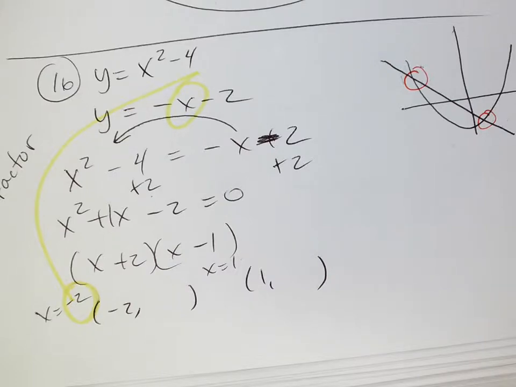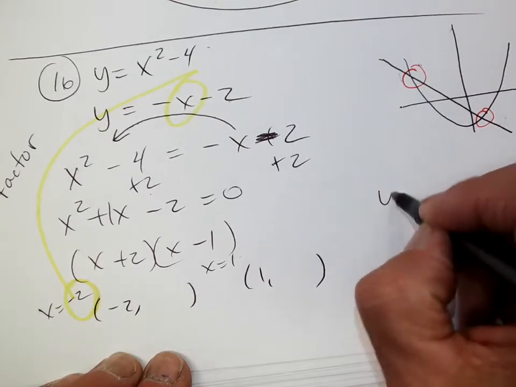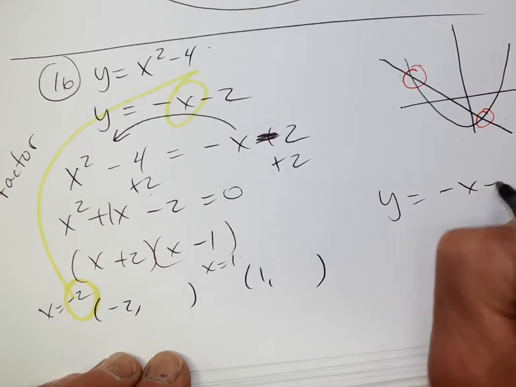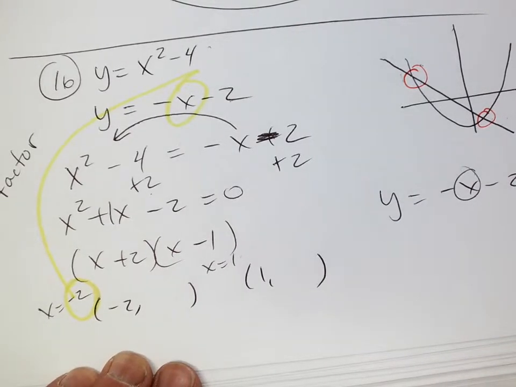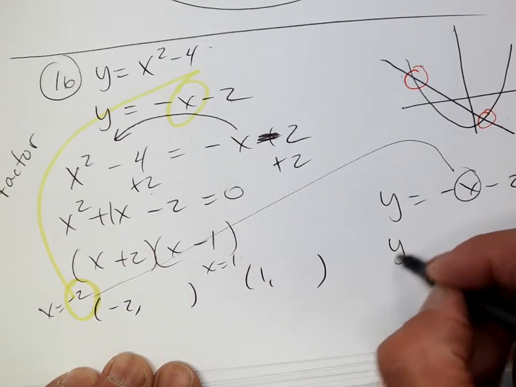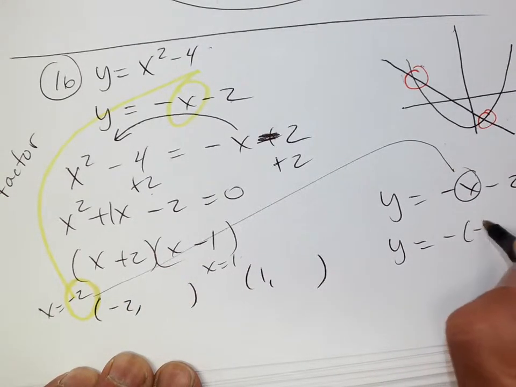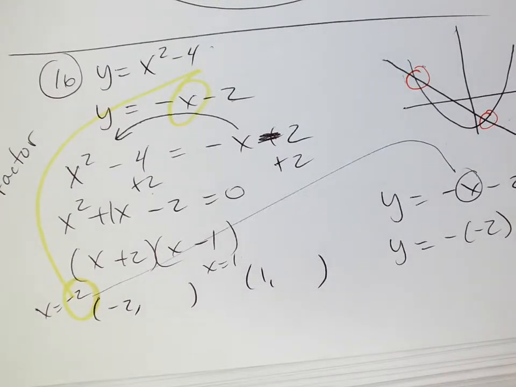So how am I going to get the y value? I'm going to plug it in. Well, I can plug it into either equation, but probably the y equals negative x minus 2 is the easier one to plug it into, right? So if I put a negative 2 right there, I have y equals negative 2 minus 2. It's just plug it in to get its pair, its y value, right?